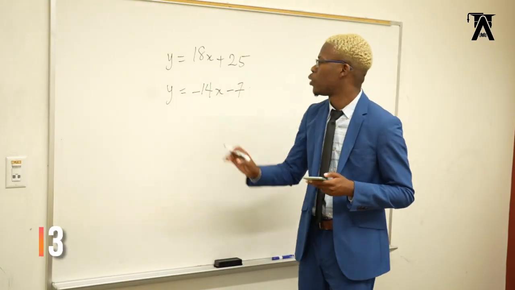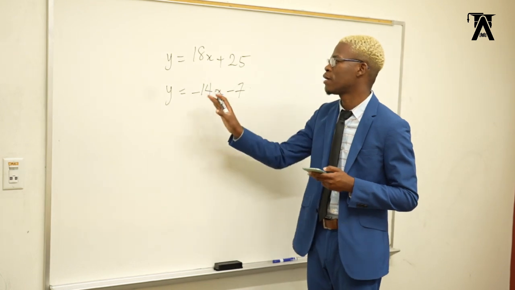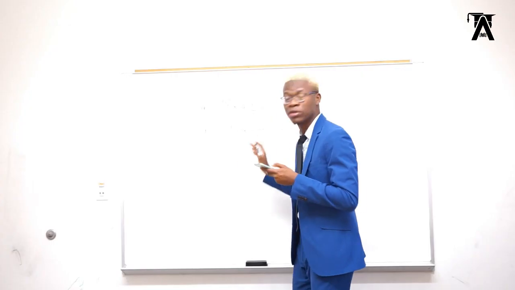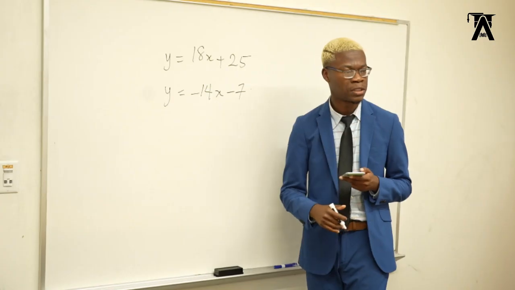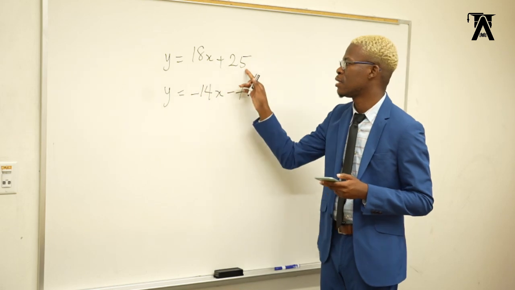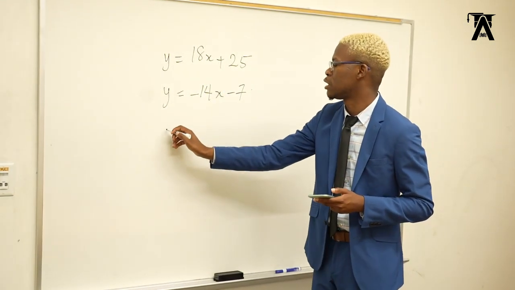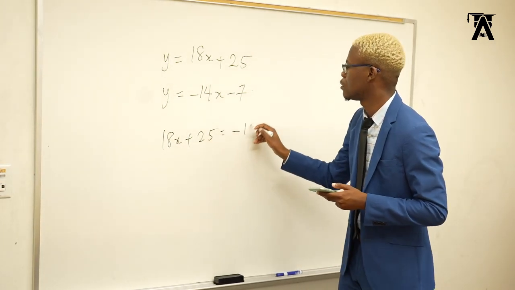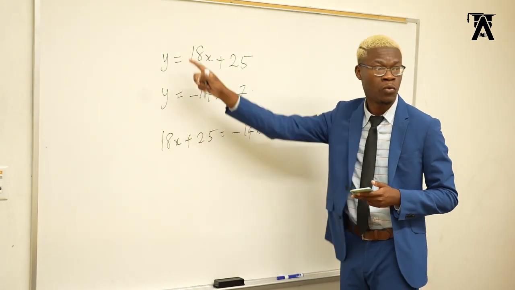The third question, we have this system of equations. y equals 18x plus 25, y equals negative 14x negative 7. Now we are asked to find what is the solution (x, y) of this set of equations. Now, you see y here and y here, so I can just equate them to each other. So I could say 18x plus 25 equals negative 14x negative 7. Since y and y are the same, y equals y.